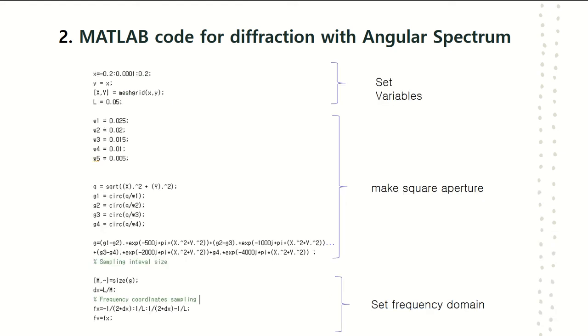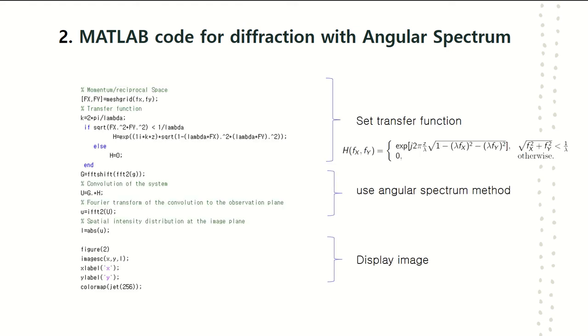And this code is another example of the angular spectrum method. This time I use an aperture similar to a Fresnel lens. I made several concentric circular apertures and put phase delay values in between the circular apertures. The second part of this code is making the Fresnel lens. The first and third parts are setting variables and the plane as before. The first part of this page is setting the transfer function by using an if statement. And the second part is calculating the diffraction pattern by using the angular spectrum method. And the last part is displaying these diffraction patterns.